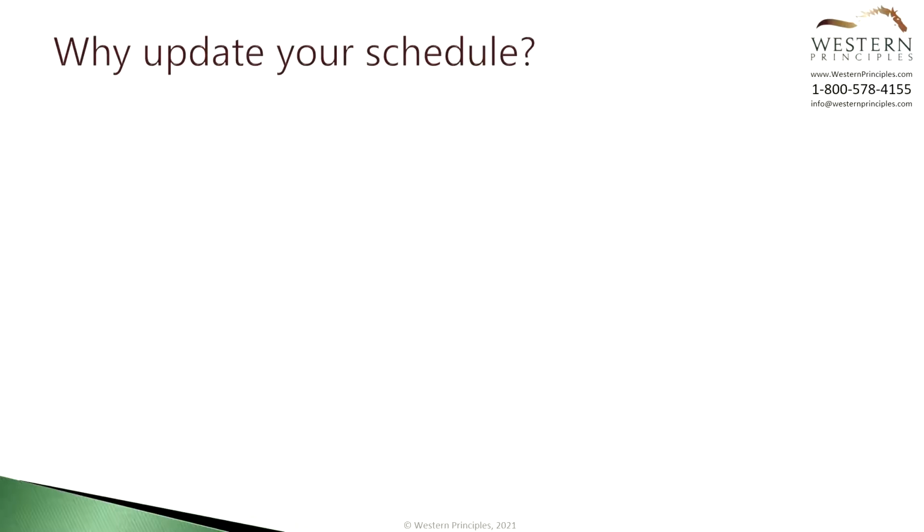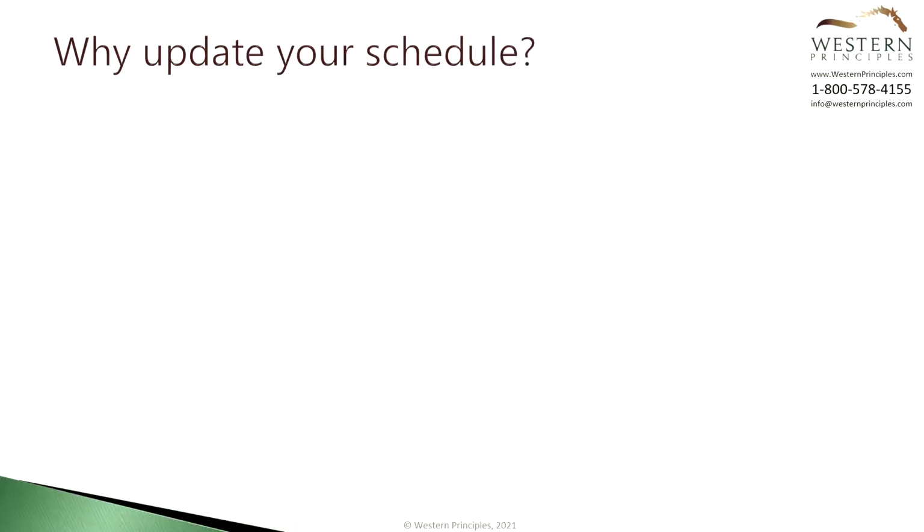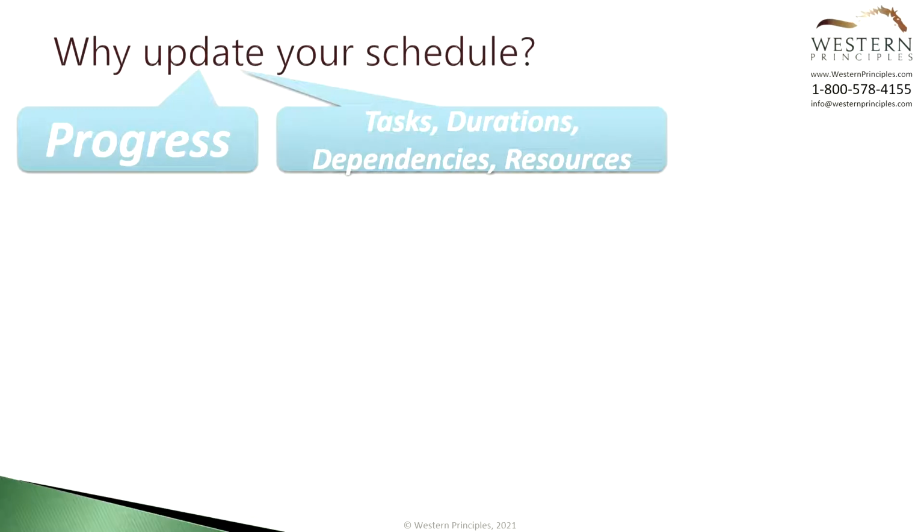Why should you update your schedule with progress? Tempting as it is to answer with a sassy duh, let's look at some real reasons. There are two types of updates to your schedule. The first is progress or status. This is all about tracking how much of each scheduled task has been completed. The second are general updates to your schedule, including adding and removing tasks, changing durations, modifying dependencies, and managing resource assignments. In this tutorial, we'll be talking about updating progress. Updates to tasks and assignments are covered by our second tutorial in this series, which described how to create a schedule.